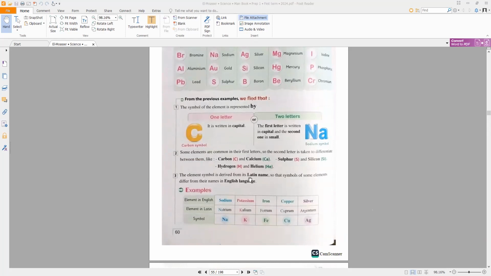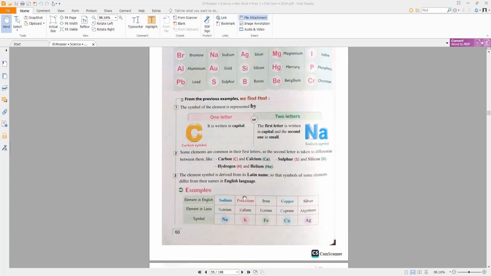The symbols of these elements are derived from their Latin names, not English names. I said that the symbol of sodium is Na. If you ask me, Miss, sodium is started with S, the letter S, but we write it as Na. Because sodium is the English name, but natrium is the Latin name, and the symbols are derived from the Latin names, not the English language. So the symbol of sodium is Na, not S.